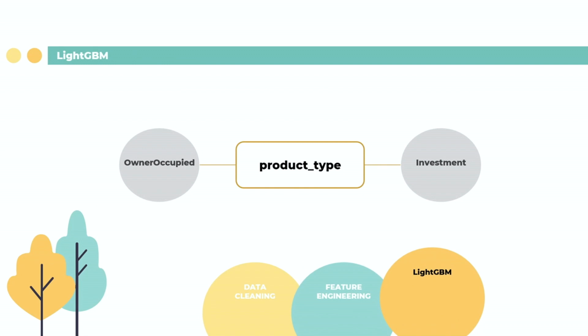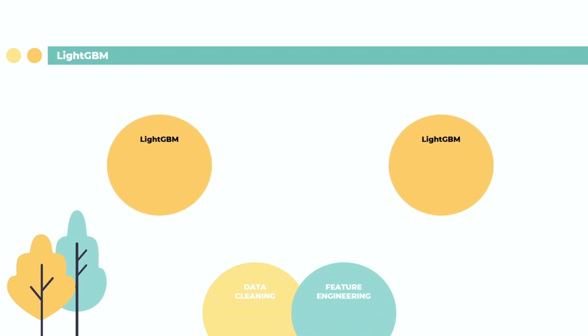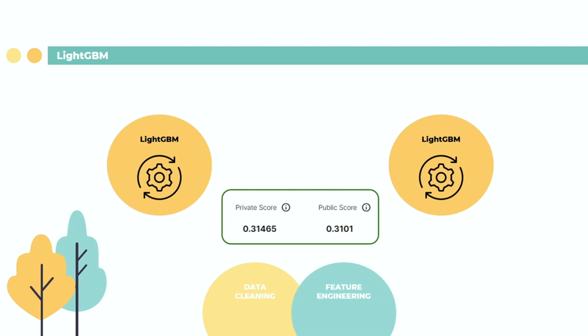Finally, we identified a significant difference in the distribution of housing prices in relation to the feature product type. Product type consists of two distinct values, owner-occupied and investment. Our solution was to split the data based on these values and train our LightGBM models separately. This allows the models to fine-tune their hyperparameters according to the different product types. The results produced by the model enable us to break into the top 10% of the leaderboard.